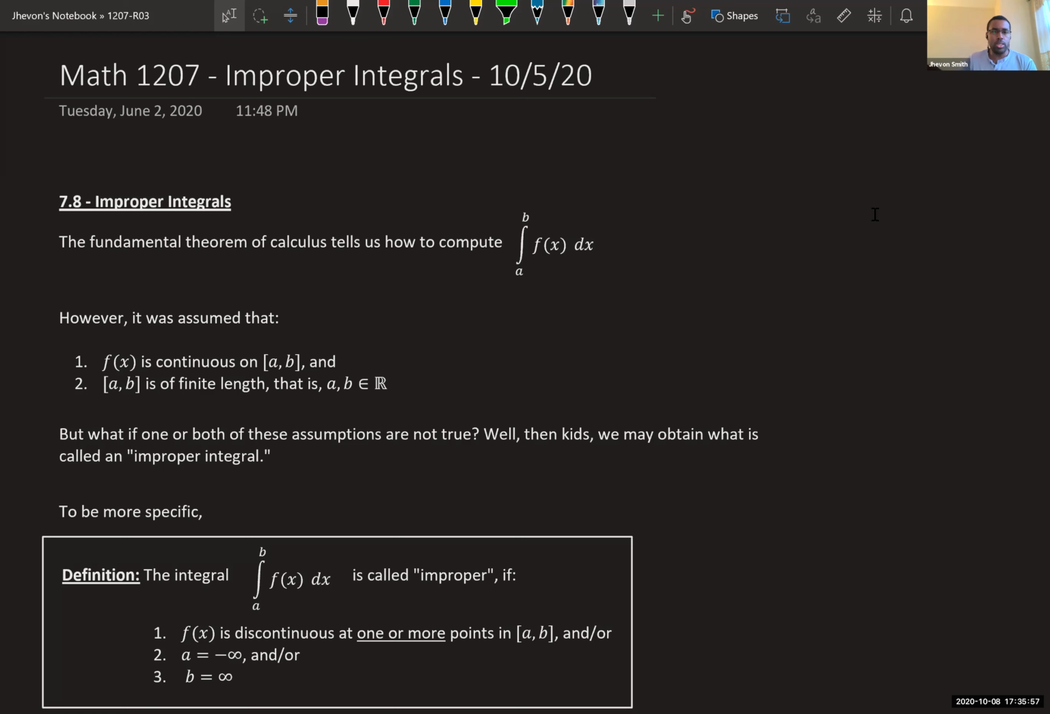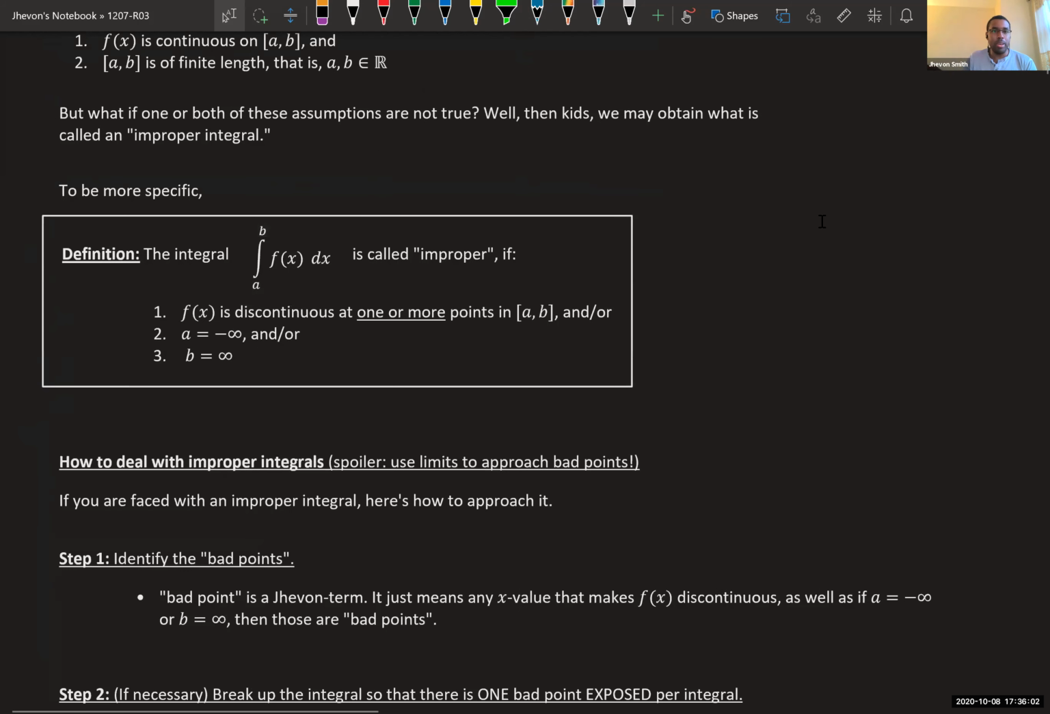So basically, how you want to think about an improper integral is an integral from a to b of f of x, such that either f is discontinuous at one or more points, so the mean value theorem doesn't work as well as we thought it would, at least not on the entire interval, or the lower limit is negative infinity, or the upper limit is positive infinity. All of these are and/or situations. You can have any one of these things happening to make the integral improper. However, you can also have all of these things or some of these things happening, okay?